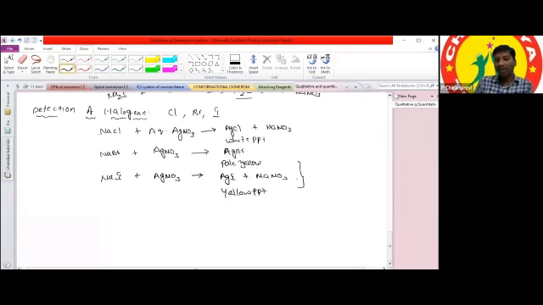Sir, how can we confirm whether the given precipitate indicates the presence of bromine or iodine? Again, we have to do some confirmation test. What is the confirmation test to distinguish bromine and iodine? We call it the chlorination test. Chlorine in water test. Here we are adding chlorine in water.